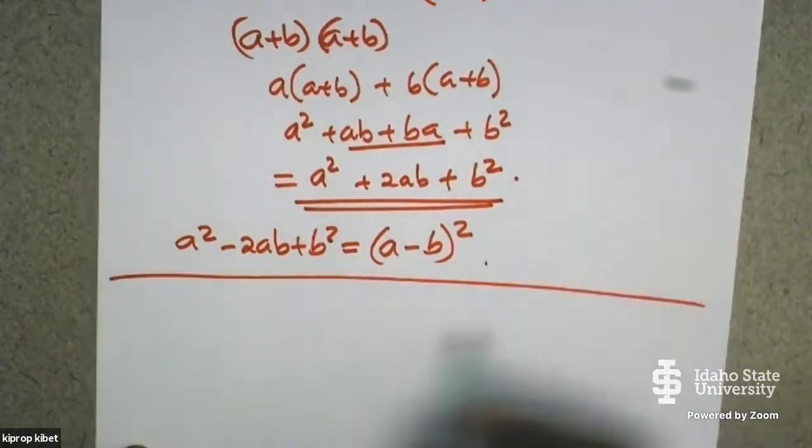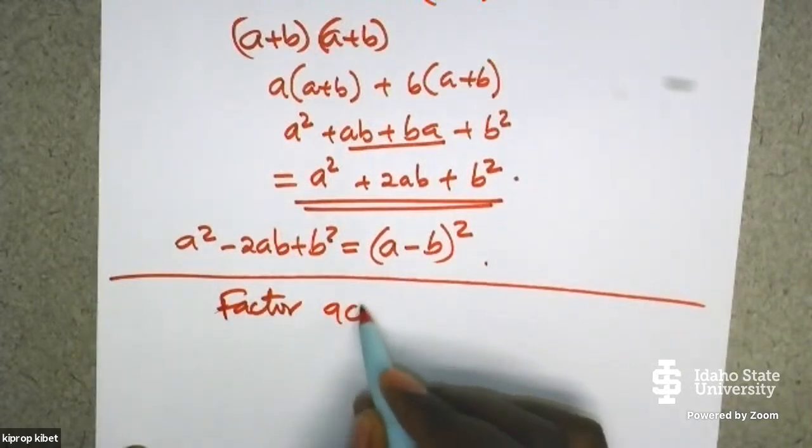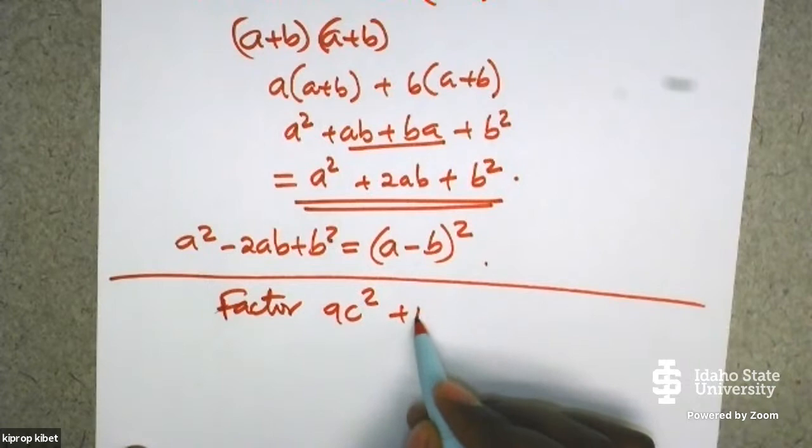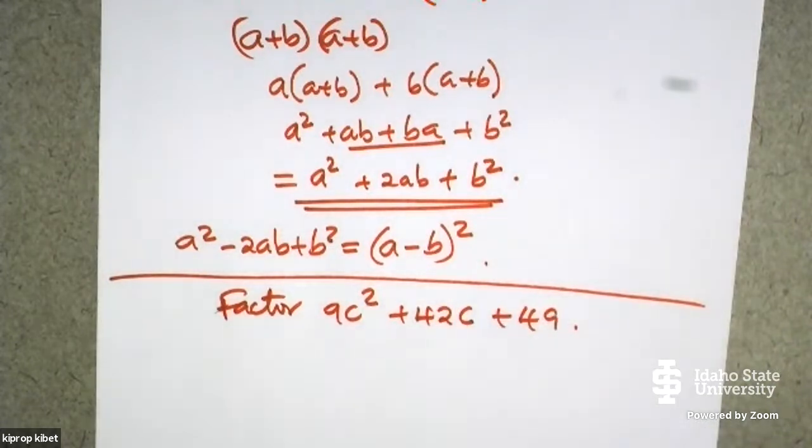Example. Factor 9c squared plus 42c plus 49.